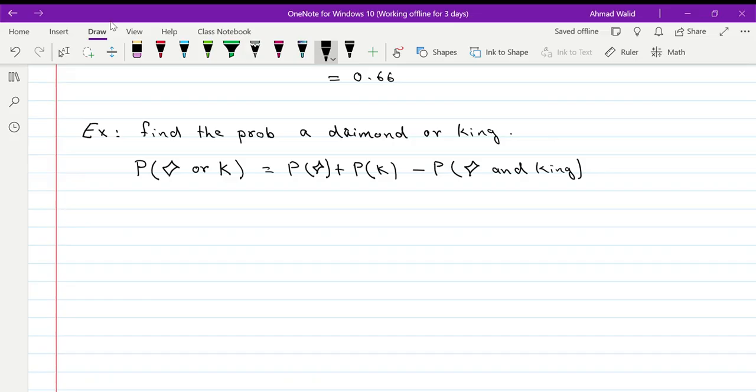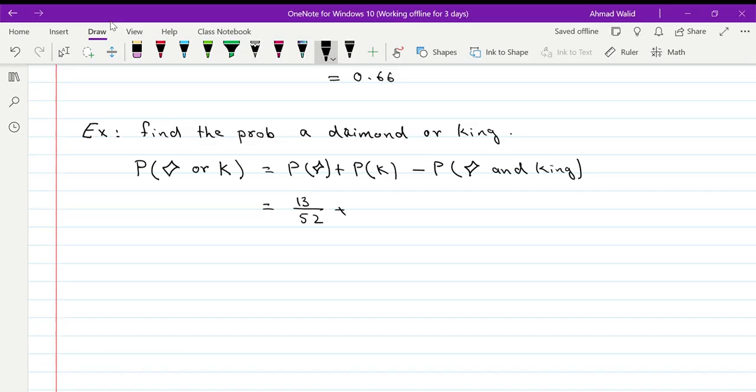Correct? Now think, is this a joint or disjoint event? Or I can say, is this disjoint or non-disjoint? Of course, you see, a king can also be a diamond, right? There is an overlap because you have 4 kings and one of them is a diamond, definitely. There is an overlap here. Then this one is non-disjoint, correct?